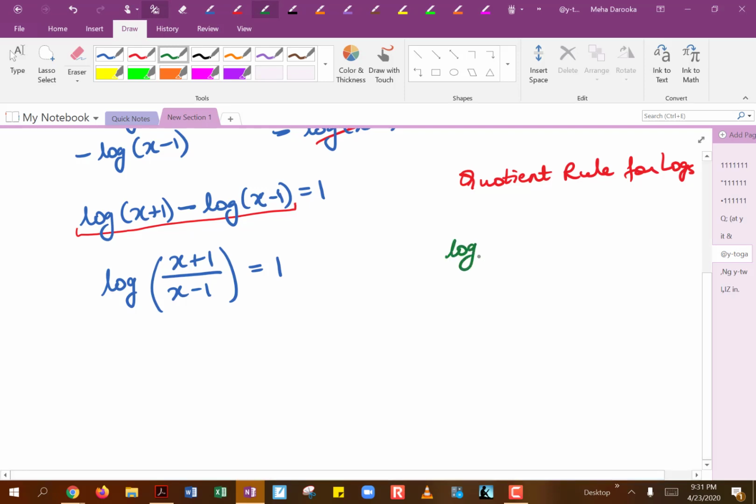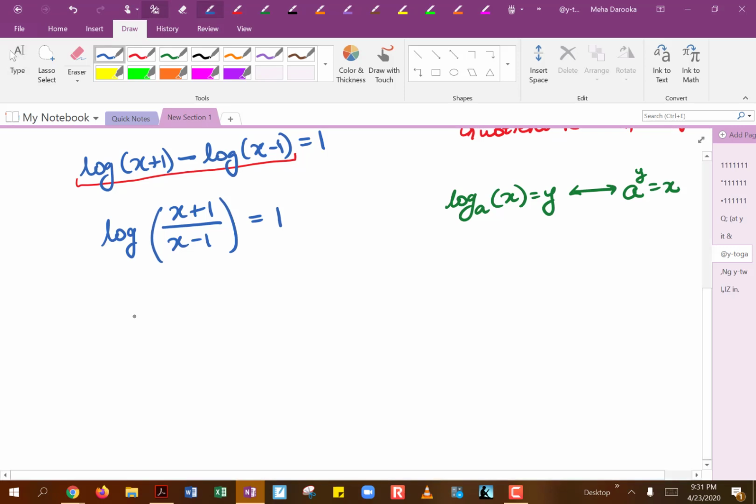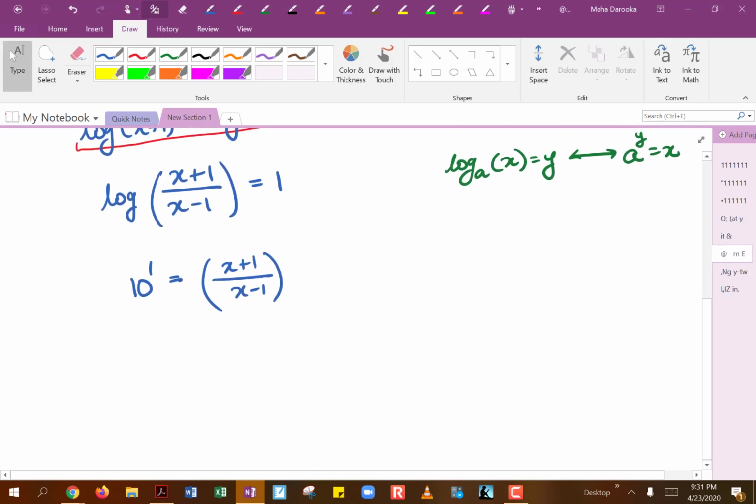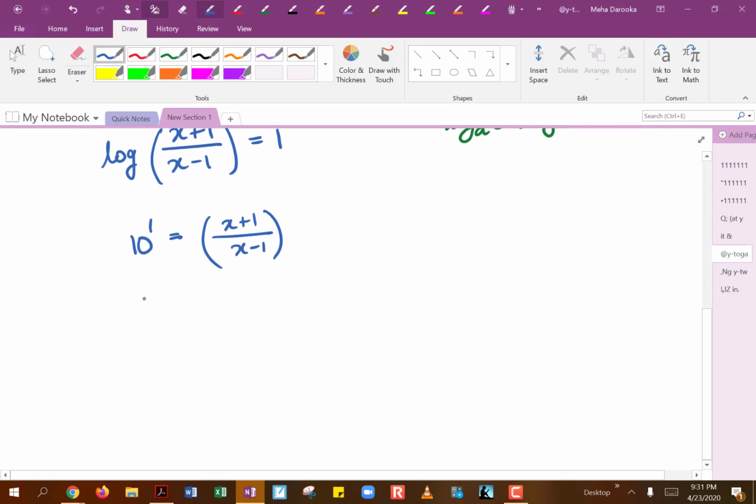So again, remember the way we make this transformation. You have base a raised to the value of y equals x. So of course we know these are common logs, which means they have base 10. So your base 10 is going to be raised to this power of 1, which is on my right hand side, and that's going to equal our parentheses of x plus 1 over x minus 1. So this is how we would go about converting it from a logarithmic form to an exponential form. And now let's go ahead and solve this.